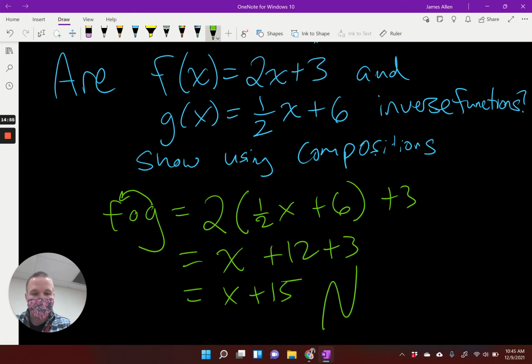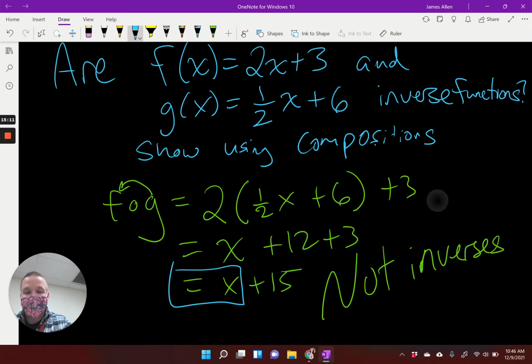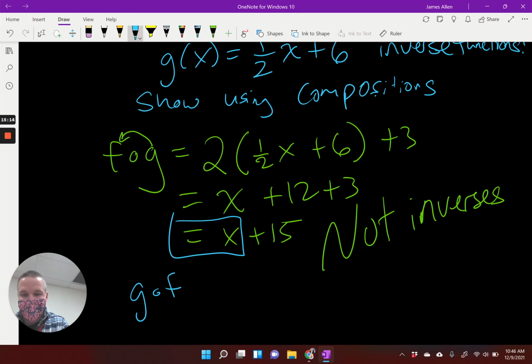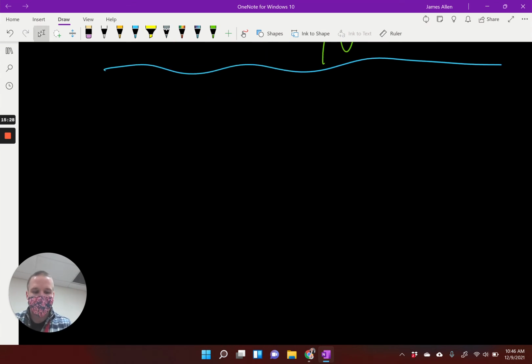Okay? I can stop here. Not inverses, because their compositions did not equal x. If this were just x right at the end here, if I just said equals x and the 15 was not there, then I would need to do g of f and see if that equals x, right? Question mark, does it equal x? If they both did, then they are inverses of each other. But that was not the case here, so I am done. Cool. Awesome. Wonderful. Next problem.